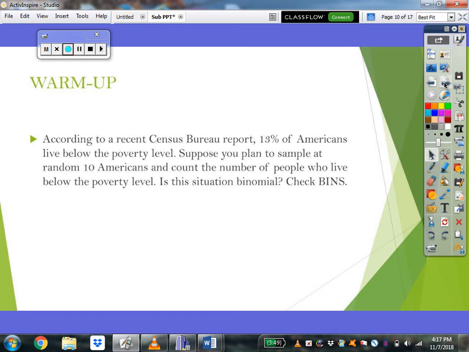We actually have 10 trials, so we're good to go for N. And then, also independence, it was random, so it had nothing to do with beforehand. And then every person has a 13% chance of living below the poverty line. So the success is the same for each one.